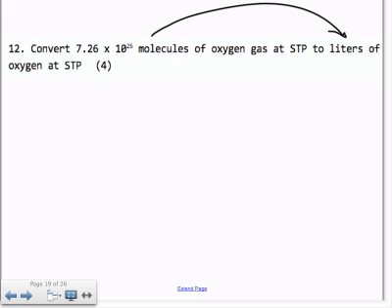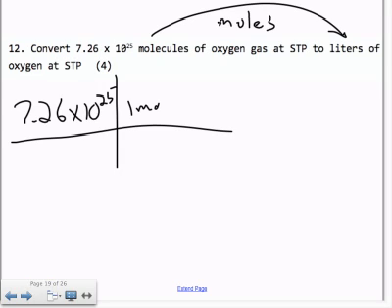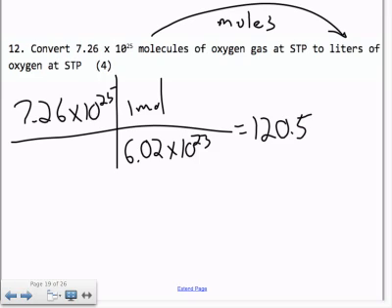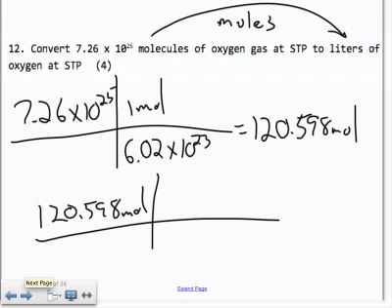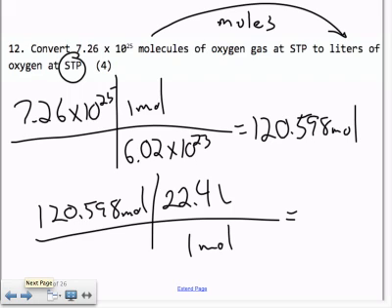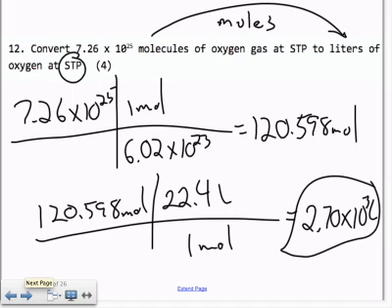And we're going now from molecules to liters. We don't have moles, so we've got to go through moles to get there. So 7.26 times 10 to the 25th molecules. 1 mole is always 6.02 times 10 to the 23rd. We divide 7.26 E25 by 6.02 E23, and we get 120.598 moles. 120.598 moles times, it says STP, so we can use 22.4 liters is 1 mole, and that gives us 2.7 times 10 to the 3rd liters. Okay, so there's your answer there.